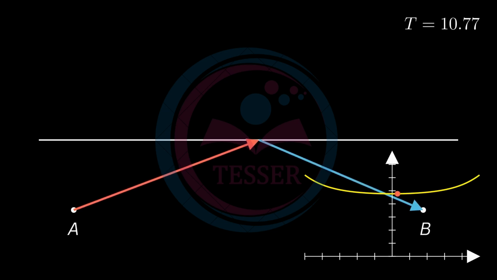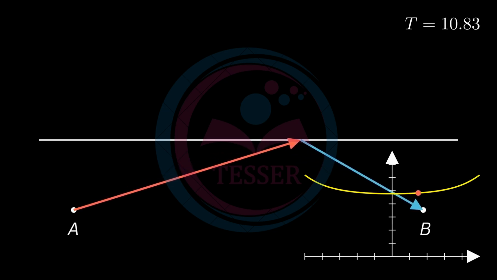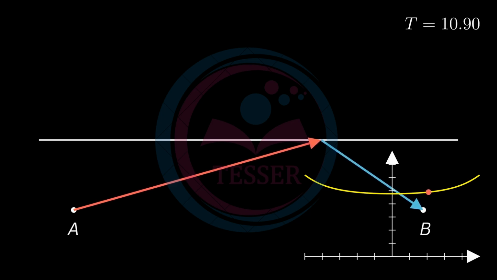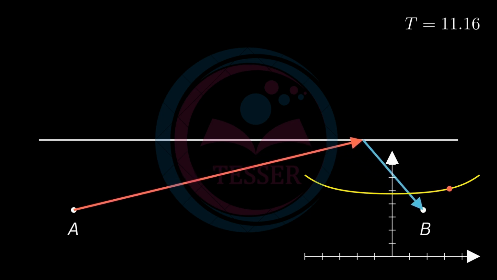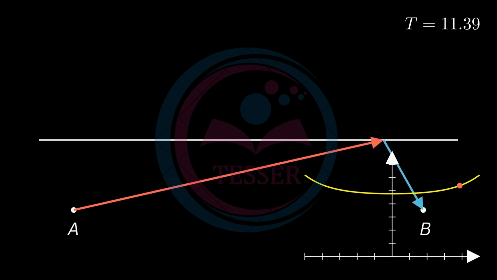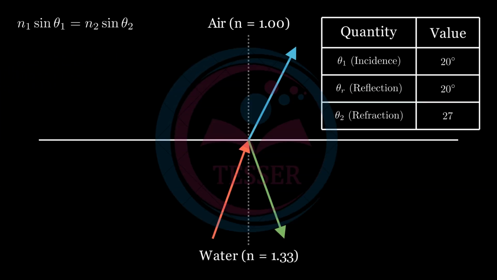Notice that the minimum time occurs exactly when the angles of incidence and reflection are equal. This is why reflection obeys a simple geometric rule: angle of incidence equals angle of reflection. Reflection is not a separate law, it is a direct consequence of Fermat's principle. When the speeds of light in the two media are different, the same time minimization principle leads to refraction. And this gives rise to Snell's law.